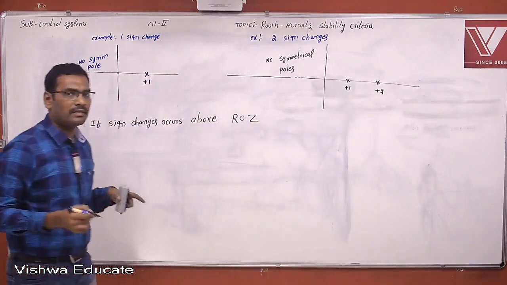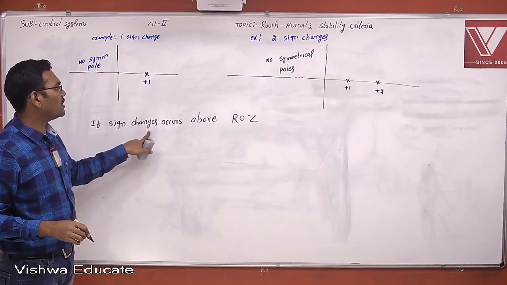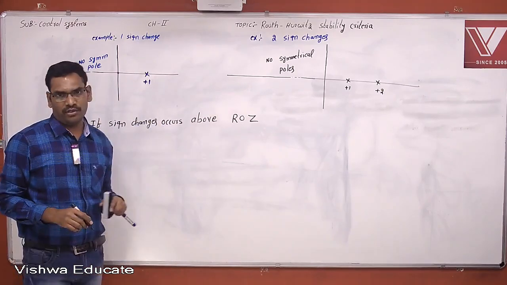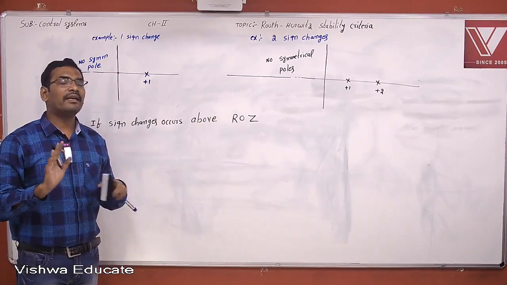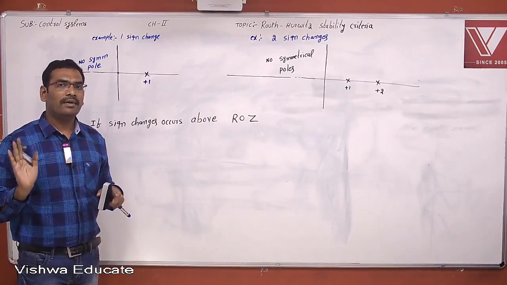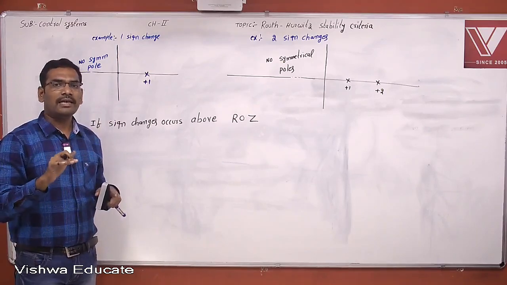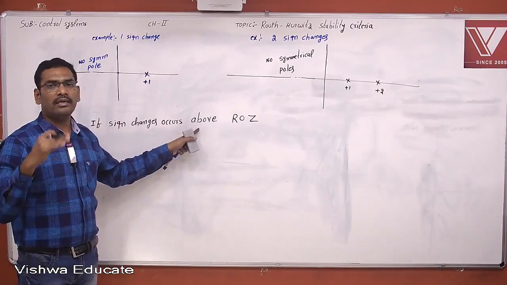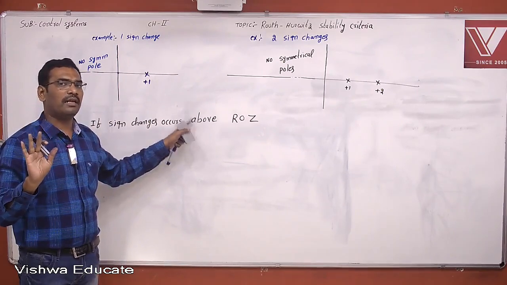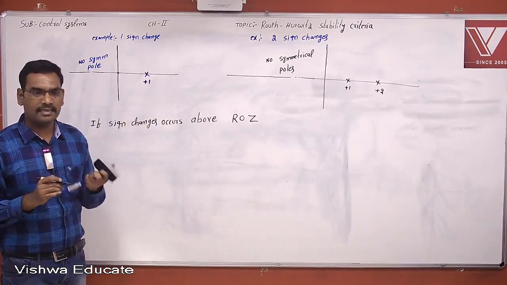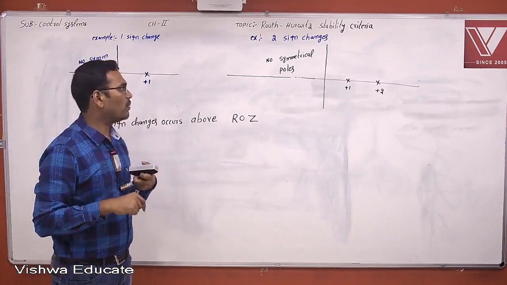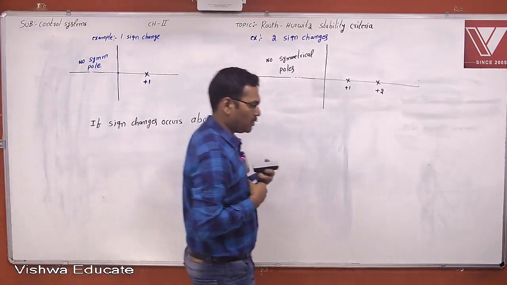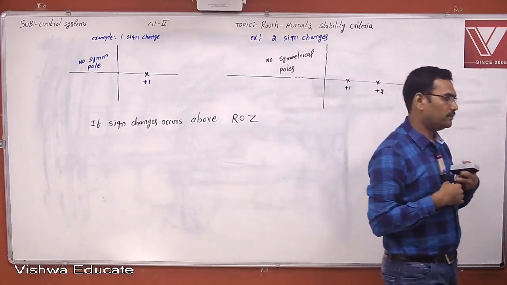When this is the situation, if sign changes occur above ROZ, okay? If sign changes occur below ROZ, then there are symmetrical poles on the left hand side for the corresponding right hand side poles. If sign changes above ROZ, then there are no symmetrical poles on the left hand side. These two points are important while solving problems, so we'll solve problems based on this. Just take a copy of this.